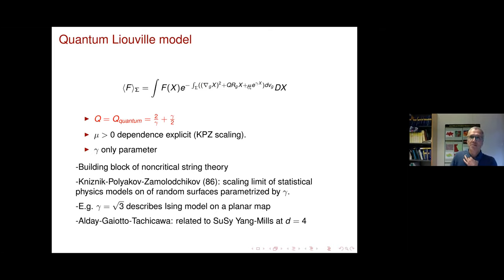It turns out that this mu dependence is completely explicit, in the sense that you can scale it away by shifting the field. So mu is not really a parameter at all. So this theory has one parameter, the gamma. And it's not perturbative, because the number here is not a perturbative parameter. So it's completely non-perturbative, depending on one parameter.